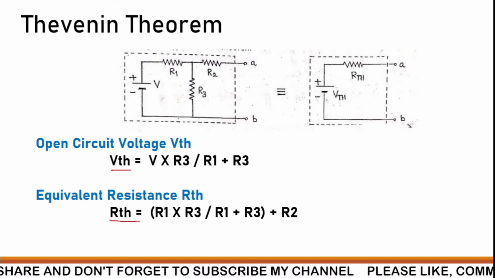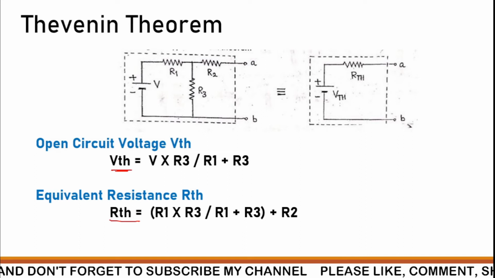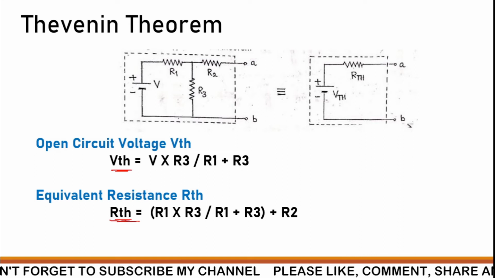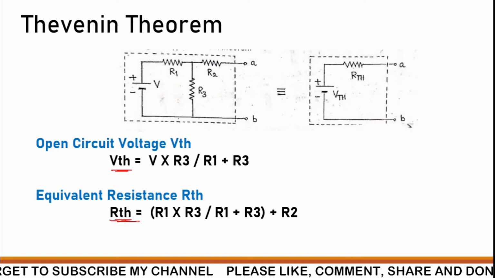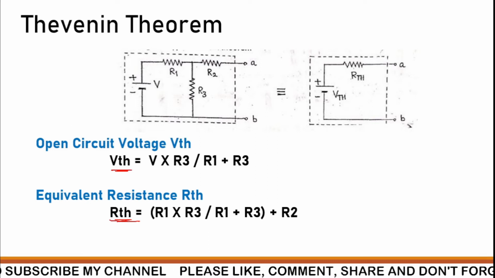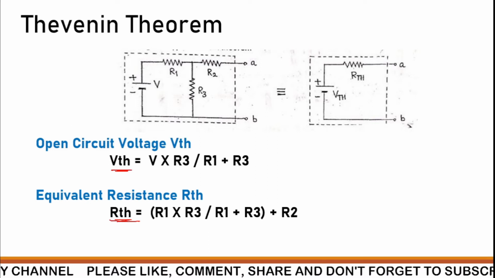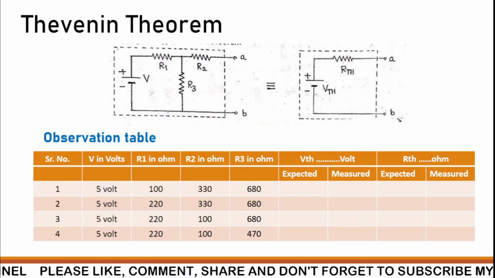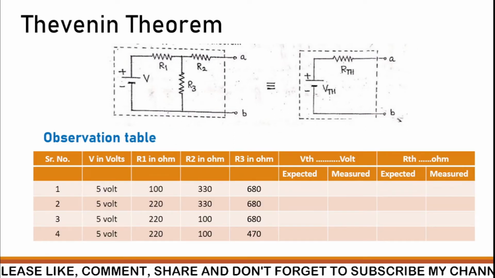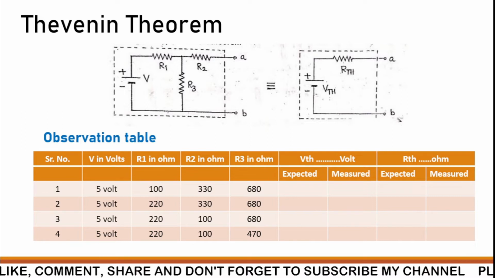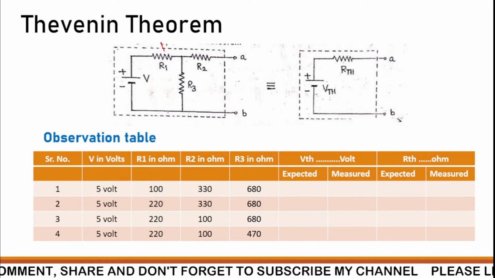Now we are going to find out theoretically what VTH is and what RTH is. Then, by doing the practical, we can find out the value of the Thevenin voltage in the lab as well as the Thevenin resistance. For that purpose, we are going to take a circuit where this particular resistance is actually a combination of them.